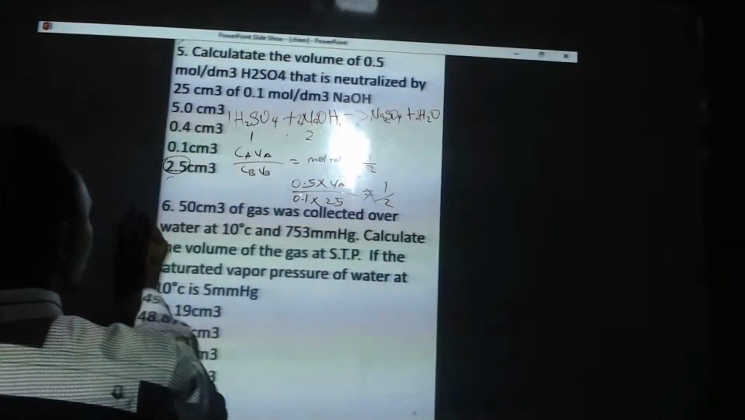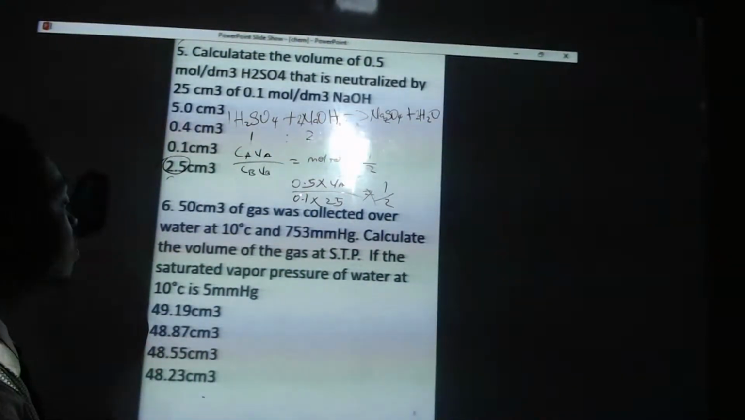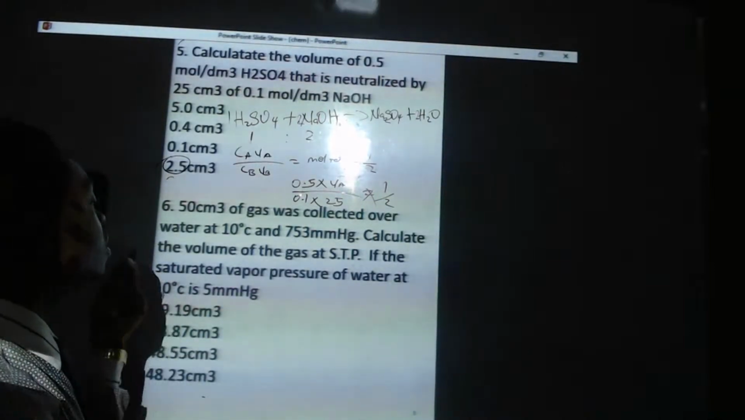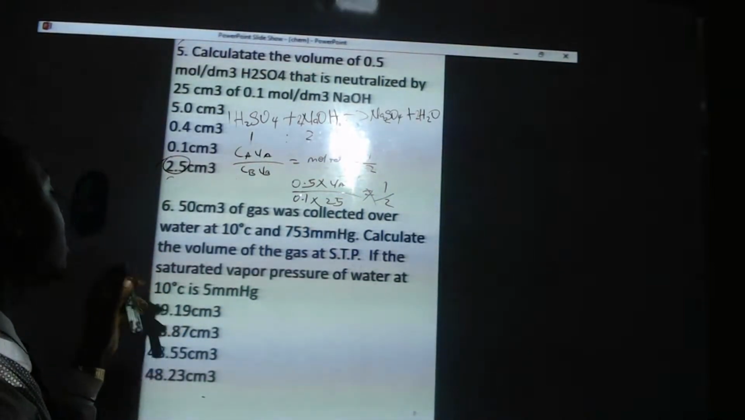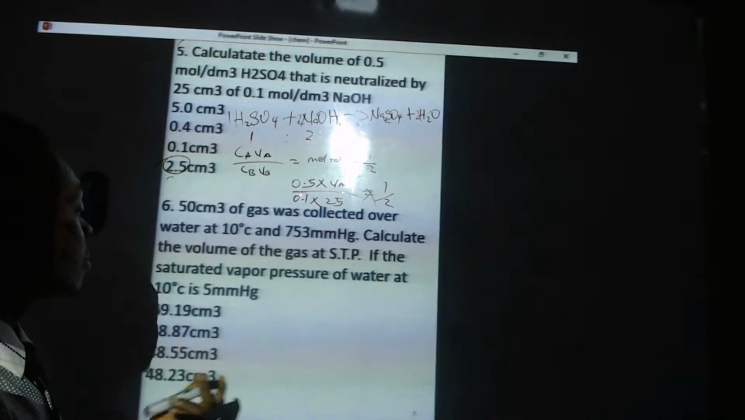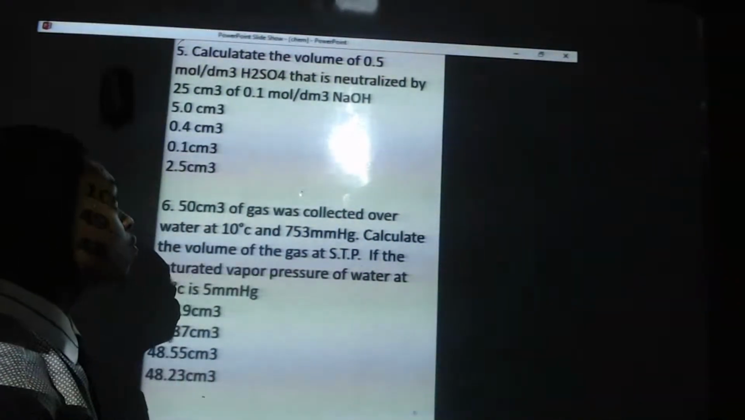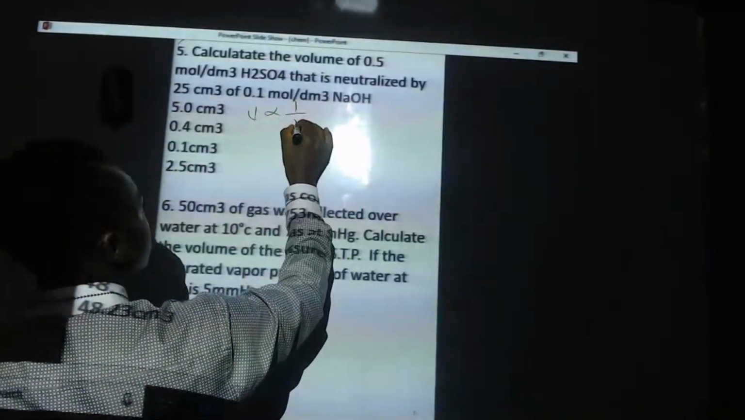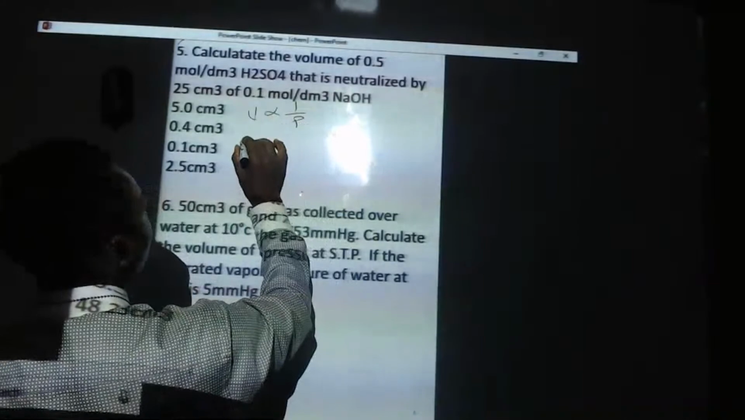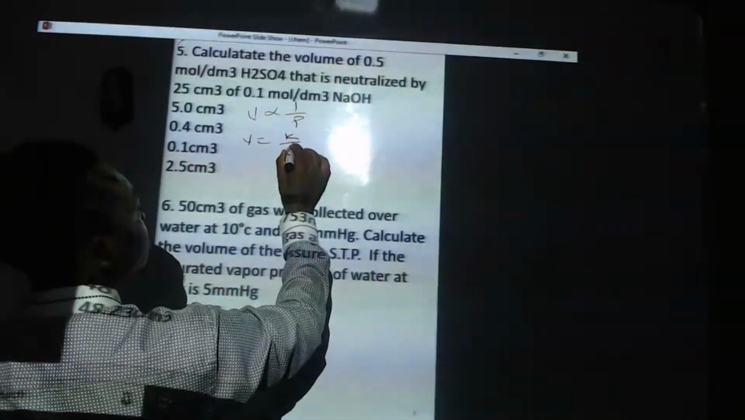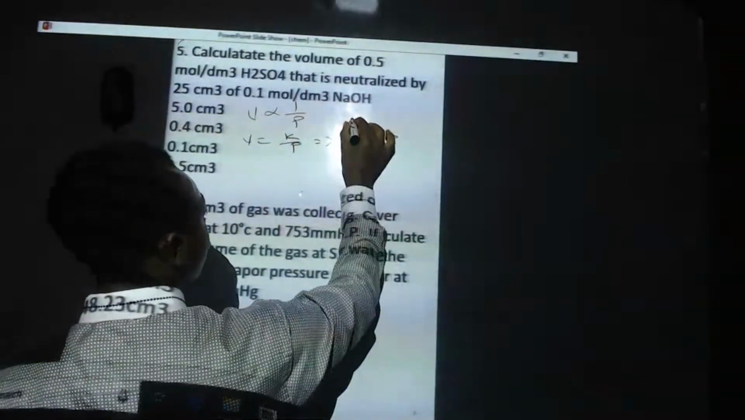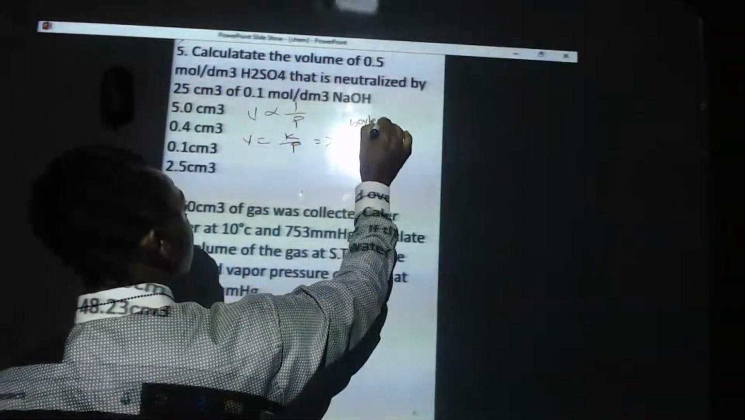Okay, and the next question says find the volume of the gas at STP, which is standard temperature and pressure, if the saturated vapor pressure of water at 10 degrees is 5 millimeter. Volume is inversely proportional to the pressure, where K is a constant, we get V equals K over P. So this implies that K is equal to VP. This is Boyle's law.